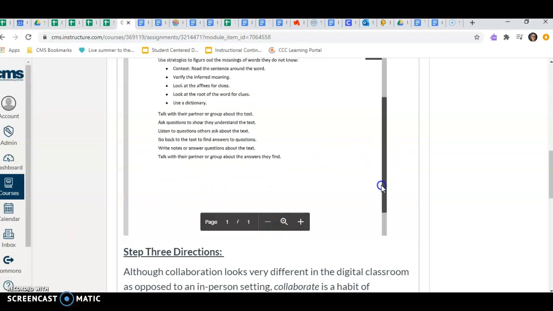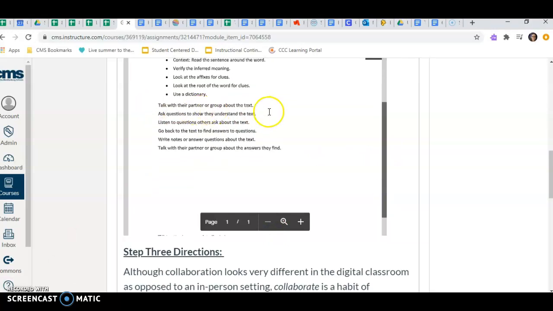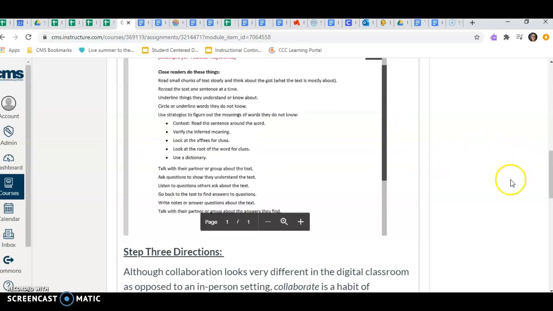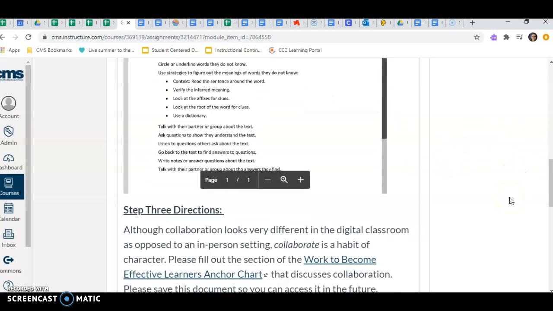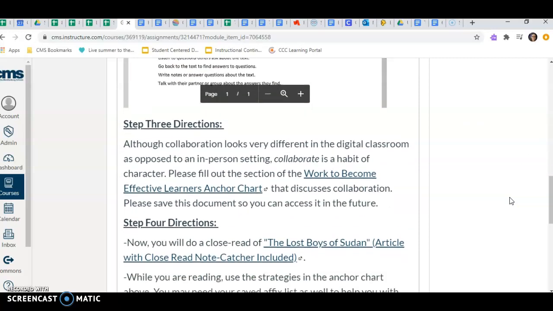Obviously, you can't do that while you're working independently, but in class, that is your purpose with your synchronous learning time. Ask questions, listen to questions. So these are really ideas that we use during our synchronous learning time. You might also go back to the text to find answers or write notes or answer questions about the text. So think about which of those you've used. And then we can go to our step 3 directions.